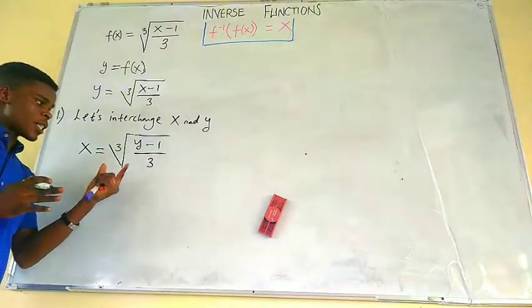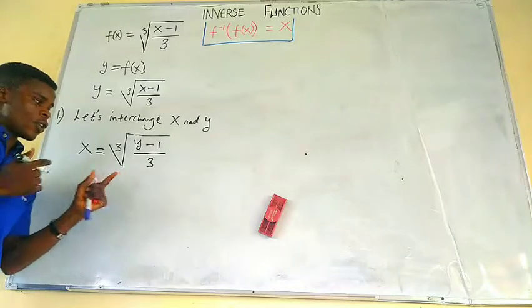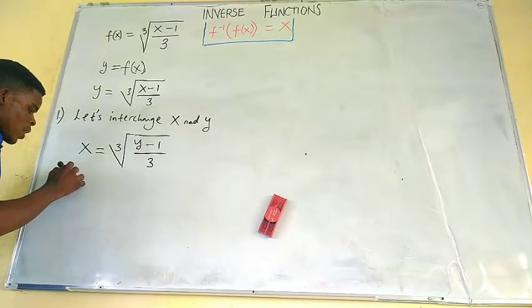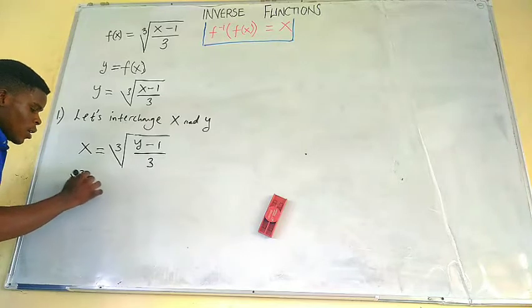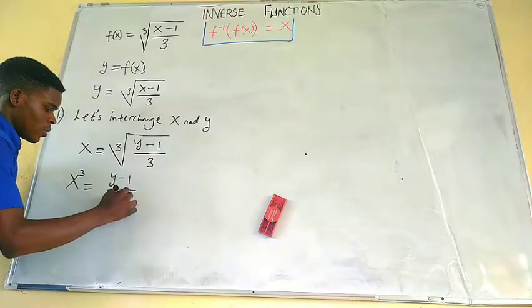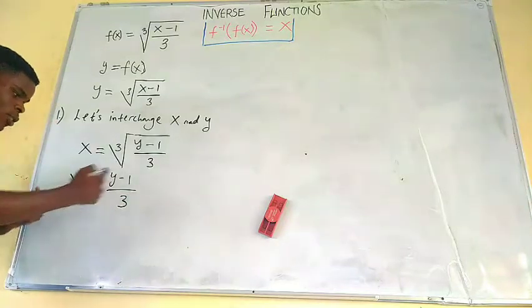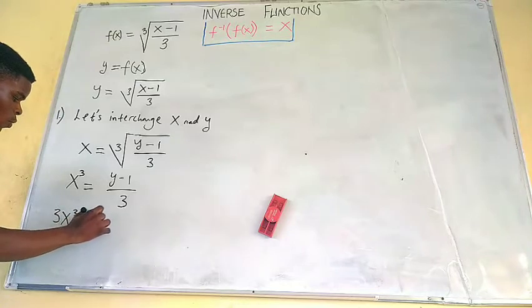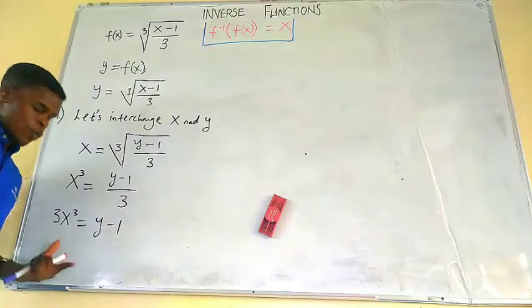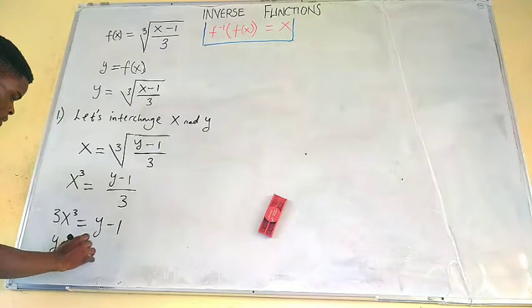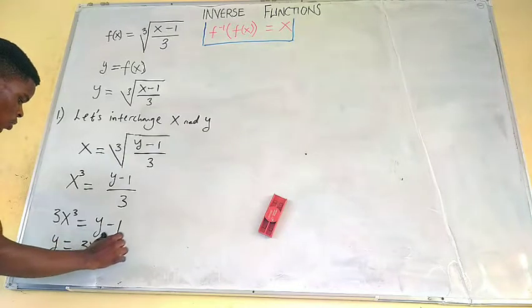Now, to approach that, look at this. This is the cube root function, so all we need to do is to cube both sides. So we're going to have x cubed equal to y minus 1 divided by 3. In fact, it's pretty simple. We can just multiply 3 on both sides. We're going to have 3x cubed is equal to y minus 1. And from here, we just have that y is going to become what? Well, that will be 3x cubed plus 1.